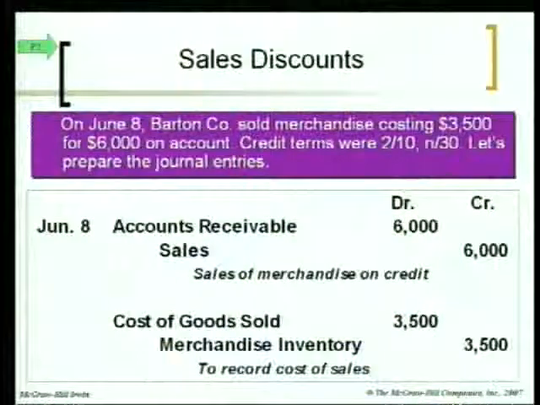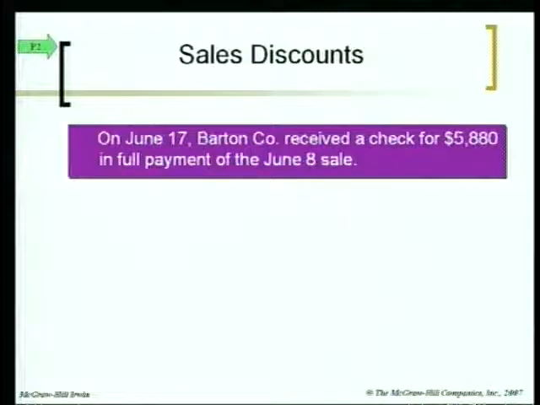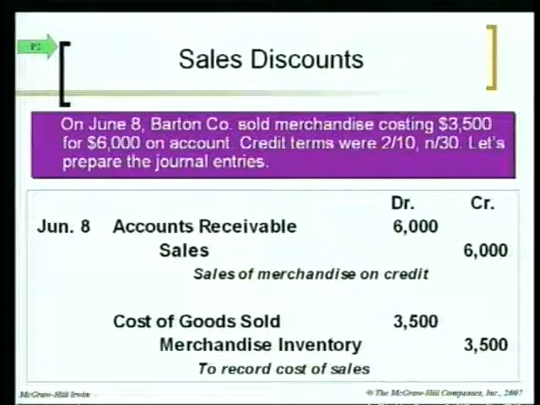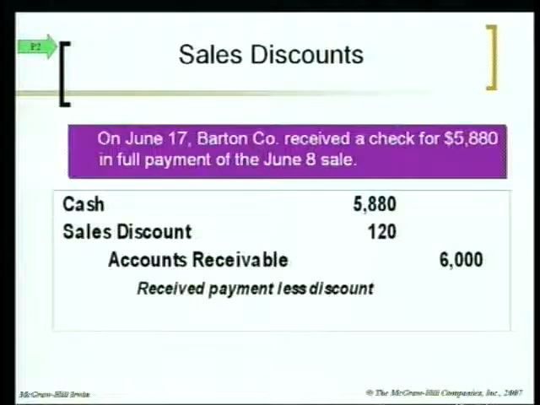Okay, we're going to move on here, though. We got a sales discount here. We got our sales hat on. How much does the customer owe us at this point? $6,000. Okay, thank you. On June 17th, Barton received a check for $58.80 in full payment of the June 8th sale because we offered terms 2/10 net 30 to our end customer. So they did not pay us $6,000. They only paid us cash of $58.80, which is 98% of $6,000.